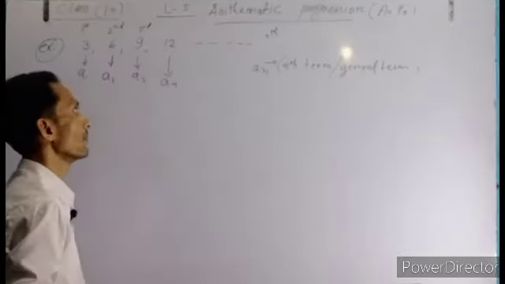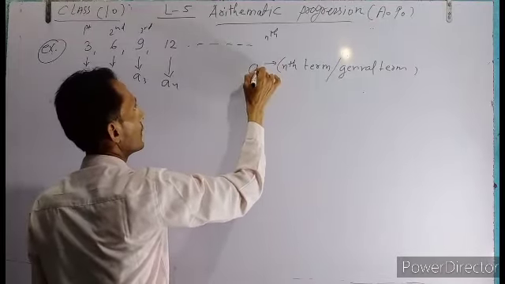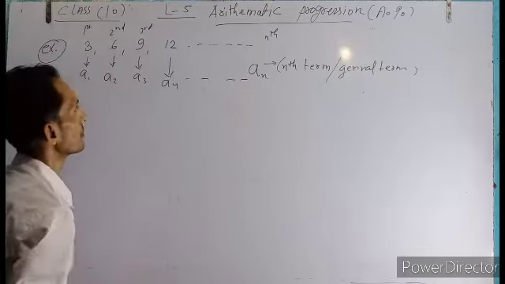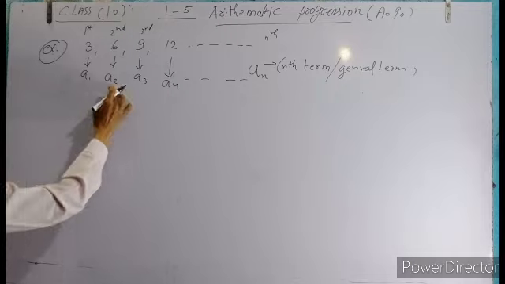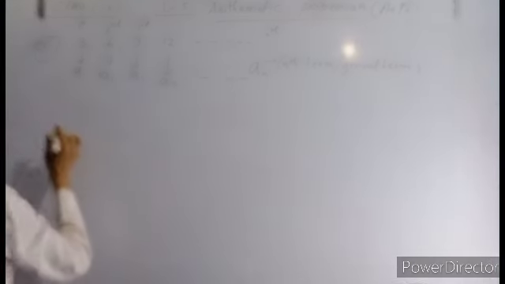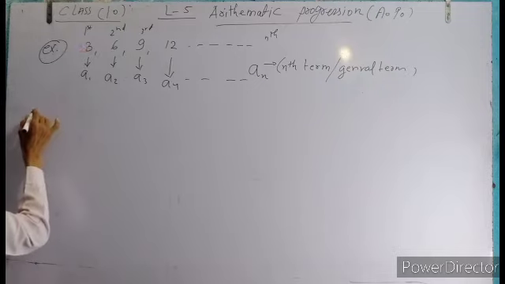You can write it as An. In this way: A1, A2, A3 up to the nth term. That is called the first term, the second term, third, fourth, and the nth term. So we can observe that. Now after this we can look at the common difference.